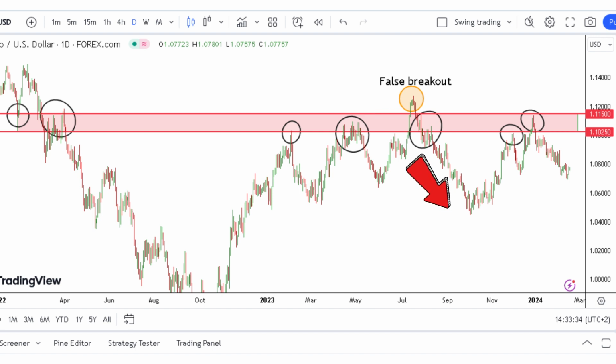For the exact explanation of the false breakout or breakdown, check the video pinned somewhere up here.